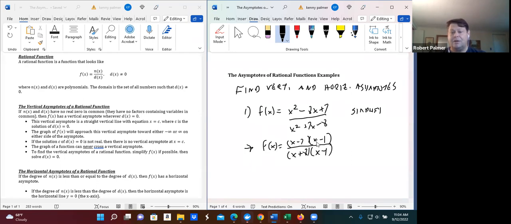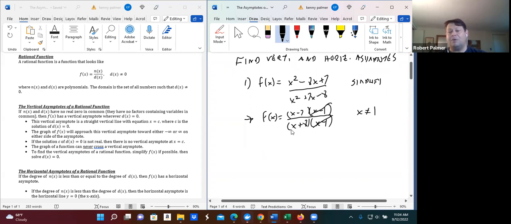Now, if you notice, we can cancel this out. Careful what this means. x can't equal 1. If you plugged in positive 1 here, in either one, we have 0 over 0, which is something we can't do. It makes the denominator 0. But what we can do now is say that f of x looks like this, x minus 7 over x plus 8, for x not equal to 1.